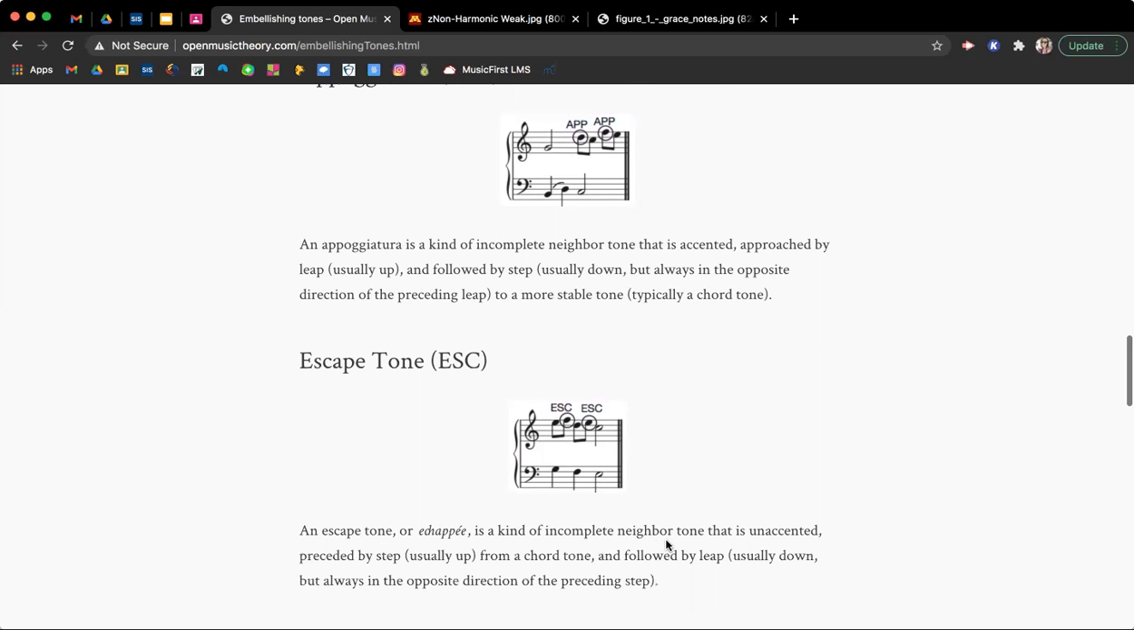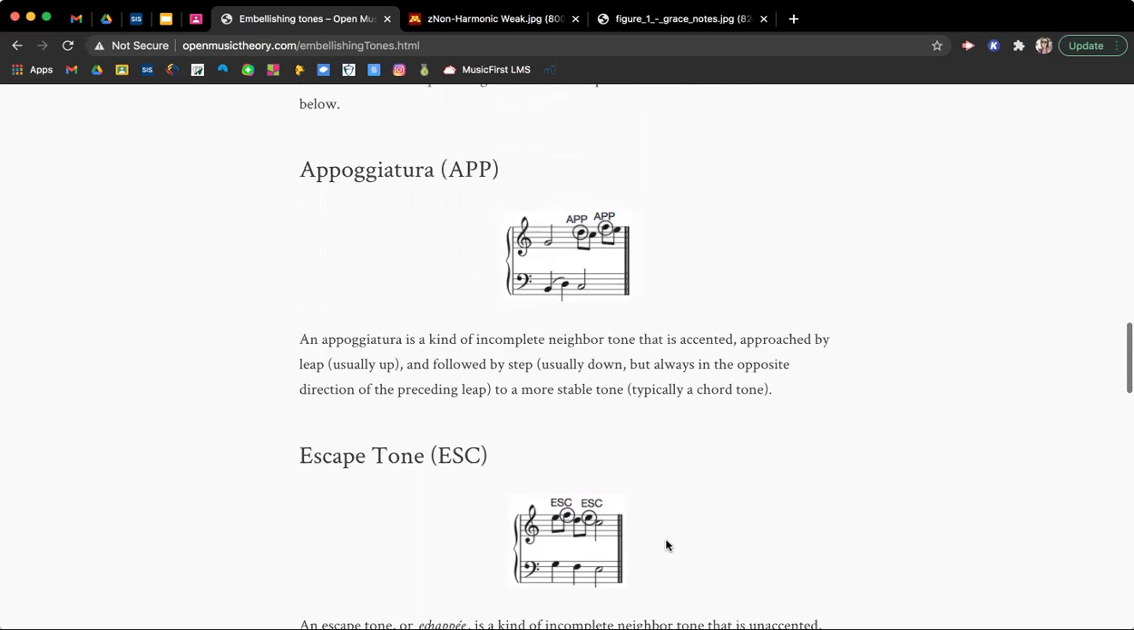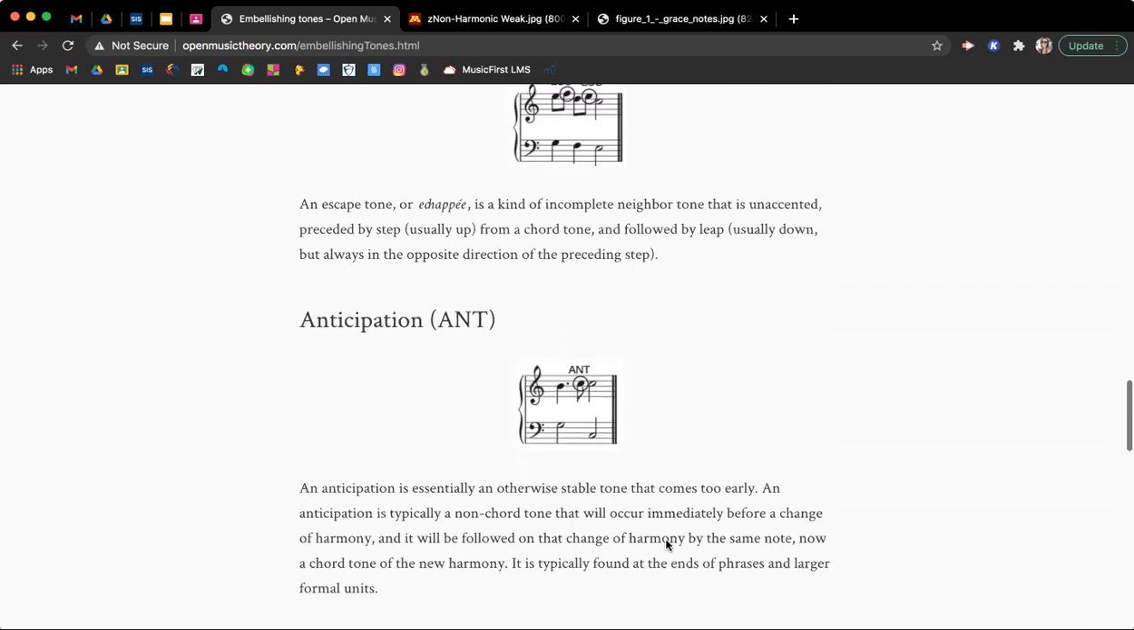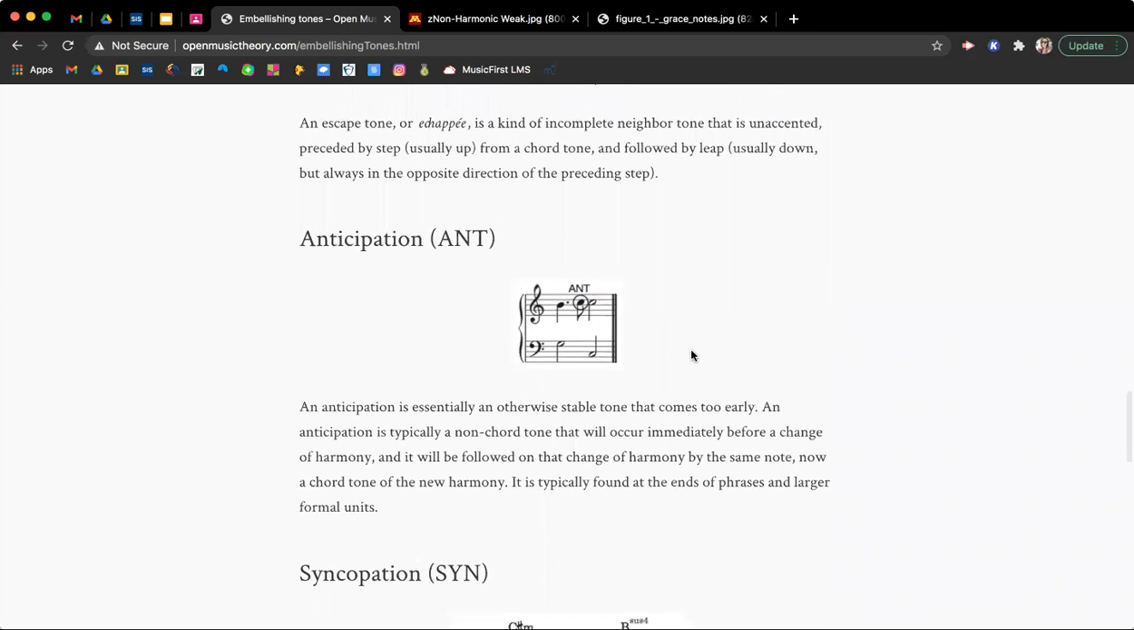So that's what an escape tone is, and how it's similar and yet different from an appoggiatura. An anticipation is when you are anticipating the next harmony. So here we're looking at pretty much 5-1, right? Our harmony is 5-1 in the key of C major.